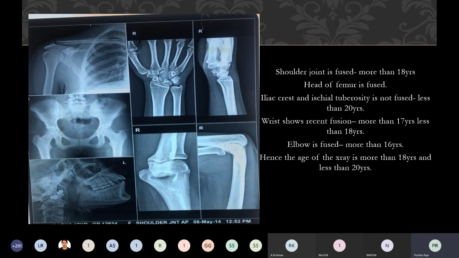So once you see the pelvic joint, you can tell it is a female X-ray. Since there is a broad pelvic angle, that is a subpubic angle, you can tell it belongs to a female X-ray. So first we will go from the top, that is the shoulder X-ray.